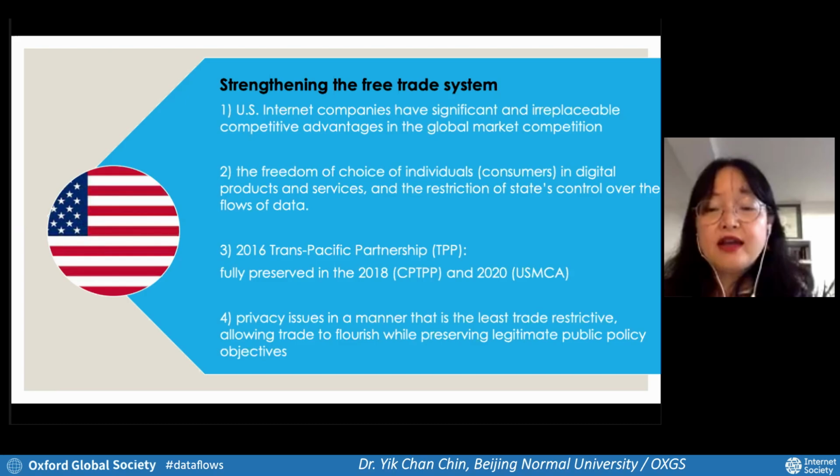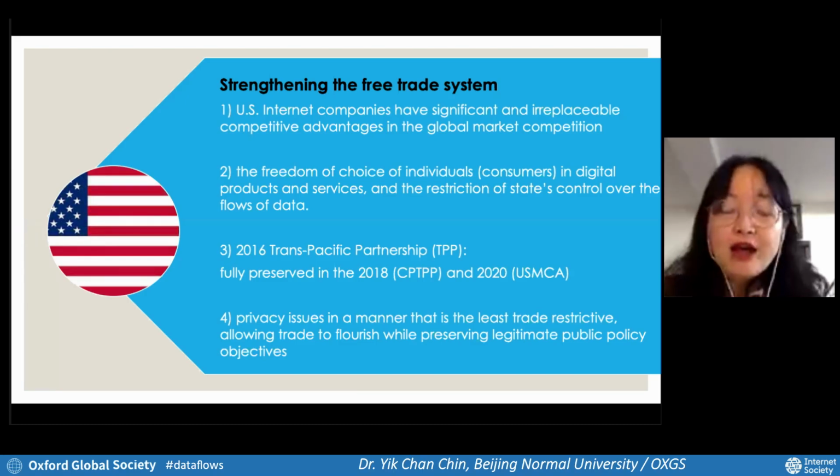And the TPP was actually preserved in other FTAs like the CPTPP and also the US-Mexico-Canada agreement. But on the other hand, they also talk about privacy, because if we look at the US submission to the WTO committee, they mention that privacy is a matter that is least trade restrictive, allows trade to flourish, and will preserve the legitimate public policy objective. They agree that we need to protect privacy, but they want a less trade restrictive effect.